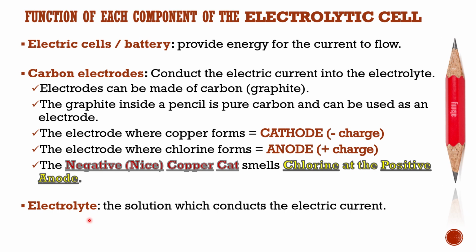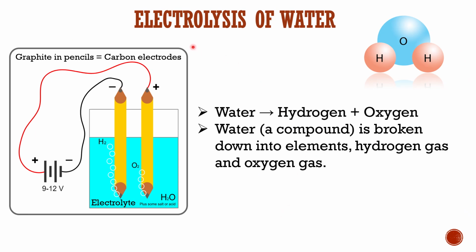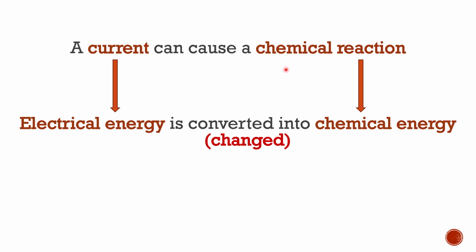And the electrolyte, of course, that is the blue copper chloride solution, and that solution conducts the electric current. Now we can also have the electrolysis of water. Water consists of hydrogen and oxygen. If you pass an electric current through water, you will find that water breaks down into hydrogen and oxygen, the two elements. So you can also break down water, which is a compound, into two elements. So a current can cause a chemical reaction. Electrical energy is converted into chemical energy.